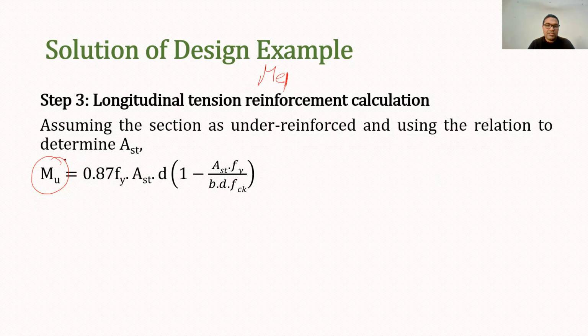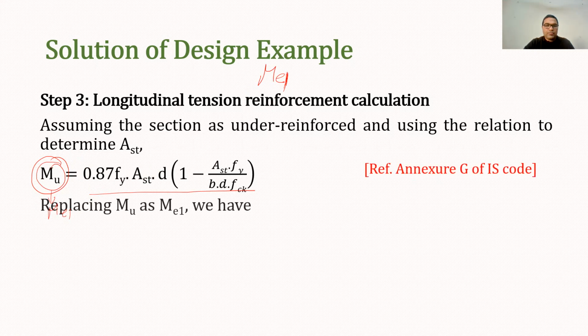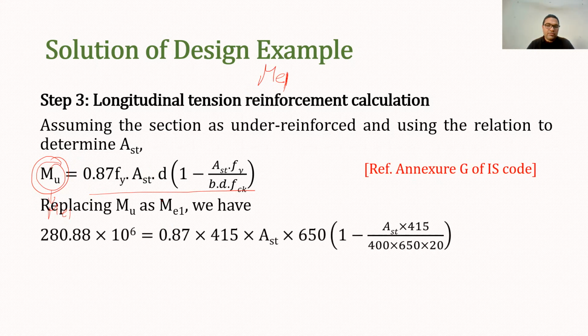So here in this formula, we will replace Mu with Me1, and the right hand side will be as it is. Replacing Mu as Me1, we have this. So putting all the values, 280.88 into 10 to the power 6. As Ast will be required in mm square, we have to put all the values in Newton and mm.